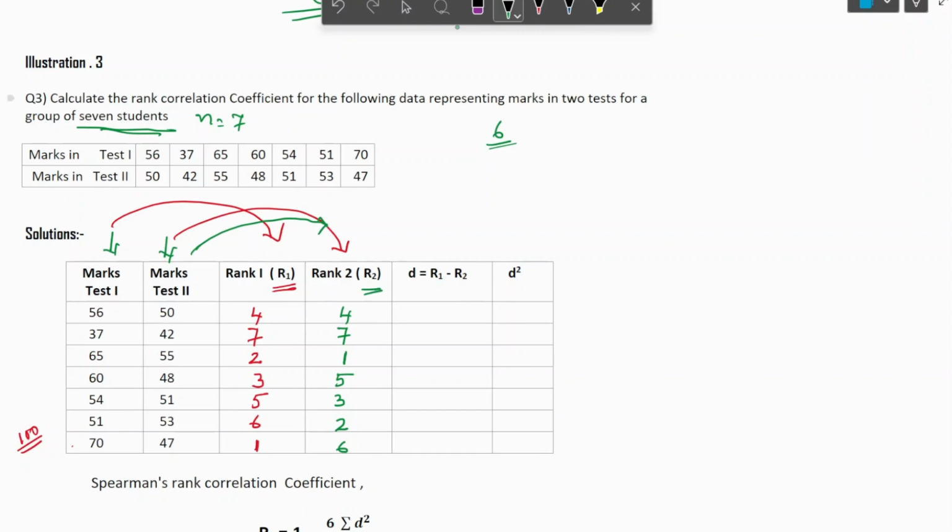It is represented by R2. Now what are you going to do? You are going to continue the same. You are going to find what D is, R1 minus R2. 4 minus 4, 0. 7 minus 7, 0. 2 minus 1, 1.